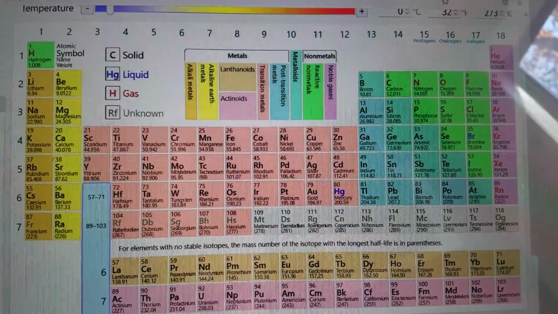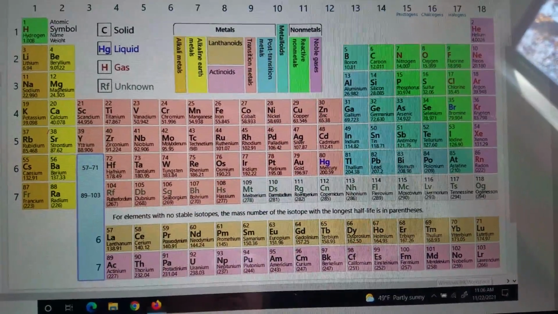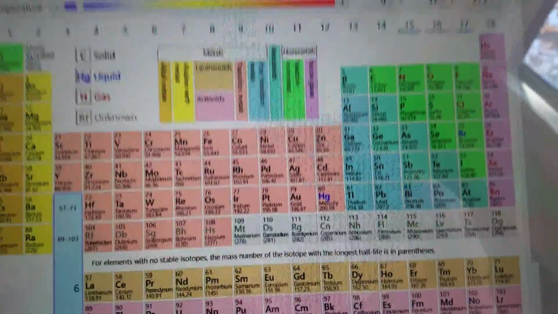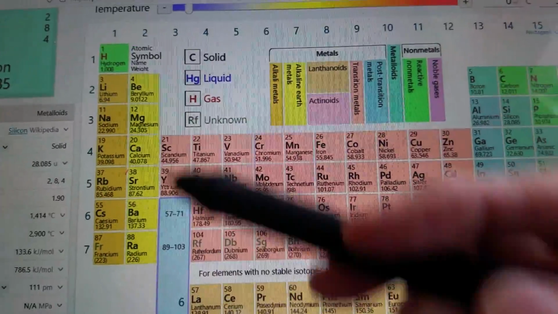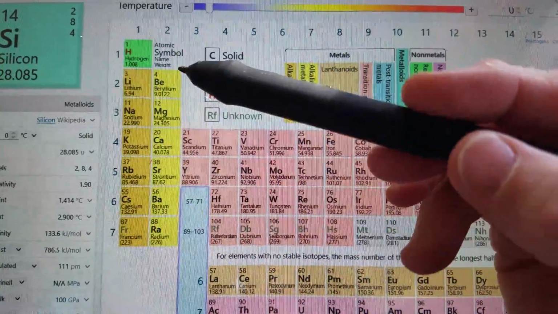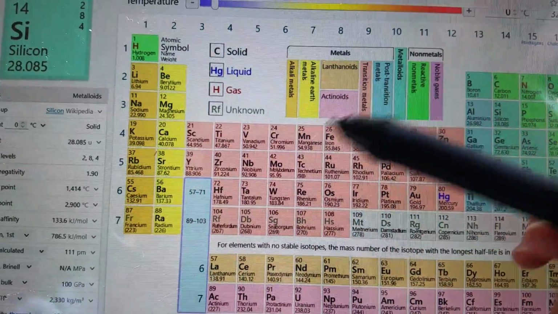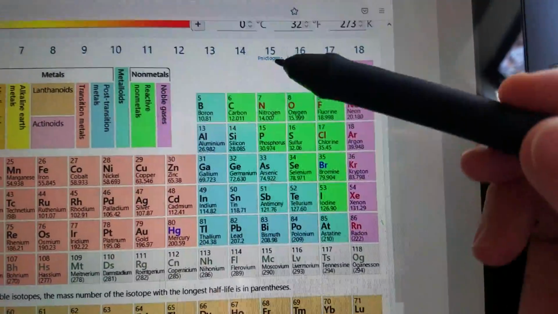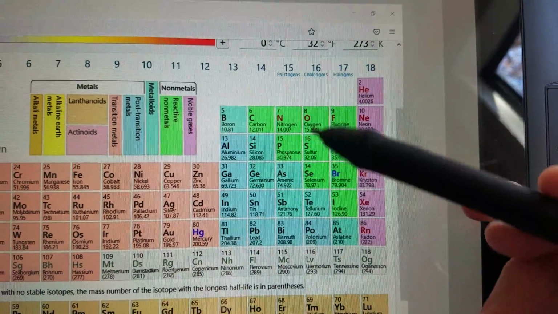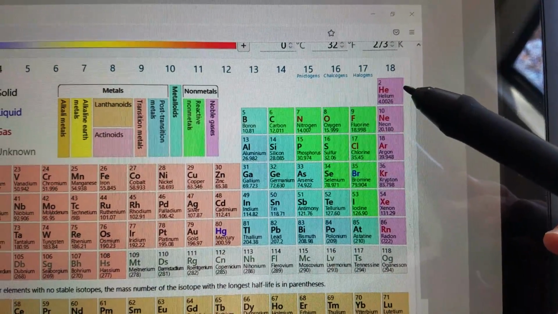Just keep in mind there's always exceptions, so we'll be talking about some elements that break that rule as well because they want to have more than 8 in their outer energy level. But we're not going to worry about that at this point. So if I'm looking at this first column, these all have 1 valence electron. The second column has 2 valence electrons. And then we're going to skip all these in the middle for the time being. These over here have 3 valence electrons, 4, 5, 6, 7, 8 with the exception of helium.